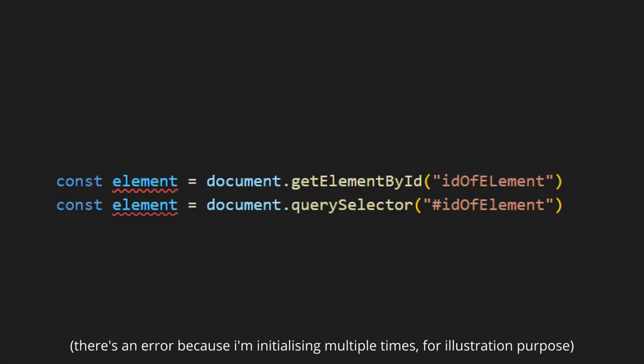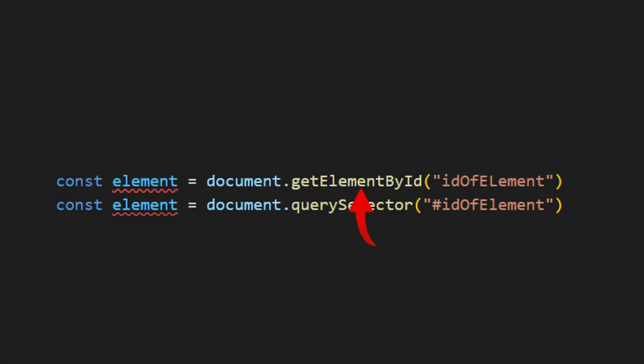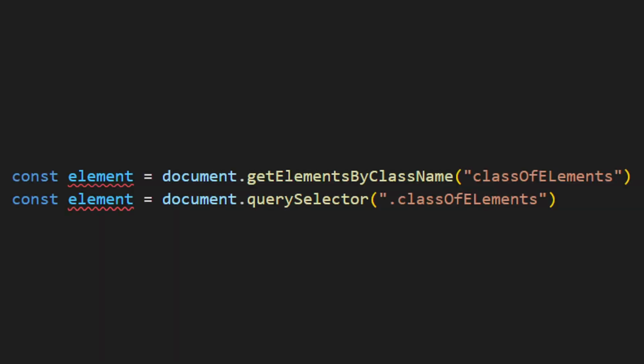The ways of getting an element by ID are using getElementById and using querySelector with the hashtag. So the structure will look something like this: const element = document.getElementById('ID of the element') or querySelector('#ID of the element'). And the two ways to get elements by class are using getElementsByClassName and using querySelector with the full stop. So the structure will look something like this: const element = document.getElementsByClassName('class of elements') or querySelector('.class of elements').